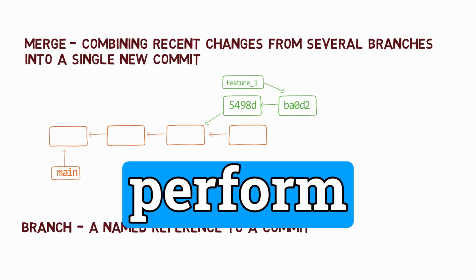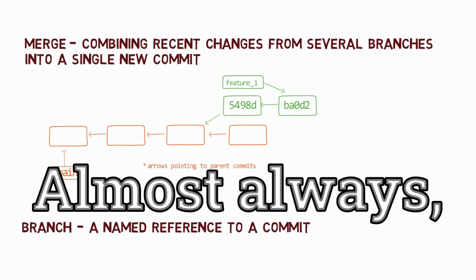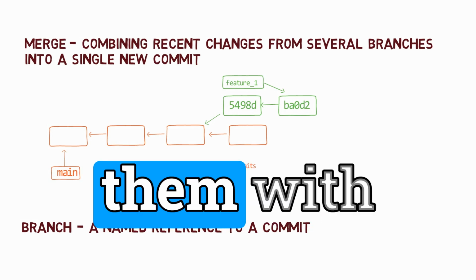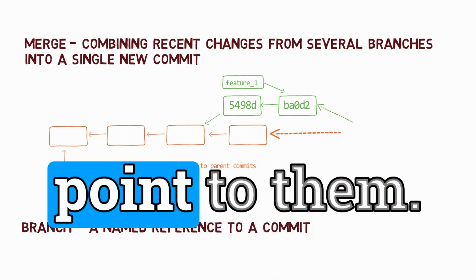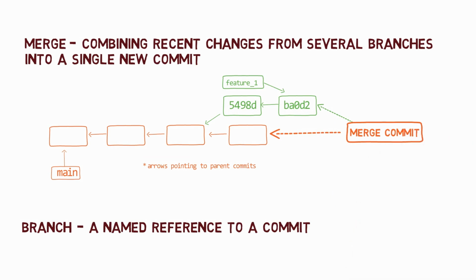So when we perform merge with Git, we merge commits. Almost always, we merge two commits by referring to them with the branch names that point to them. And thus we say we merge branches, though under the hood, we actually merge commits.